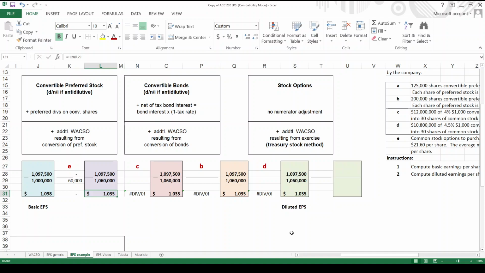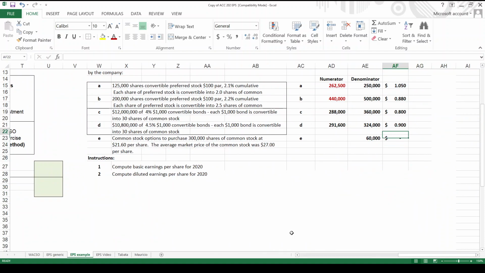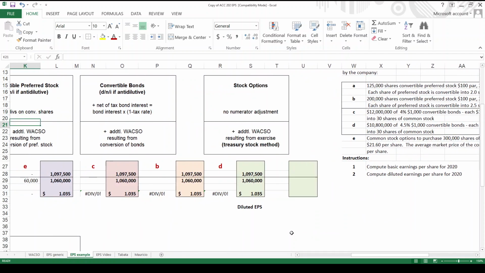We go to the second worst thing, and what would that be? Look for the lowest number, 80 cents. So we're going to go with letter C, that's the convertible bonds, and the numbers are 288 and 360. That's the 80 cents we calculated before, right? Add the 288 to the numerator. Add the 360 to the denominator. Comes out to 976. So we're headed down, yeah? Now we're down to about 98 cents a share.